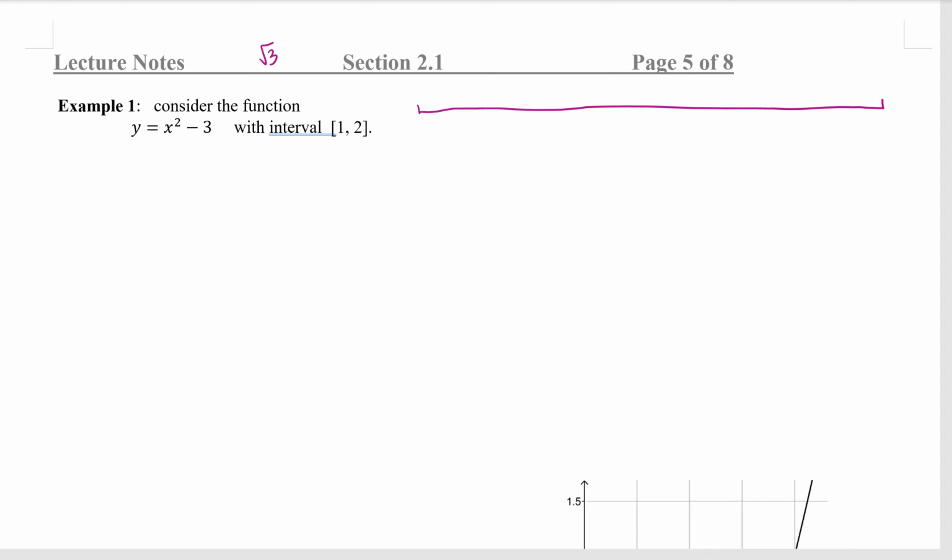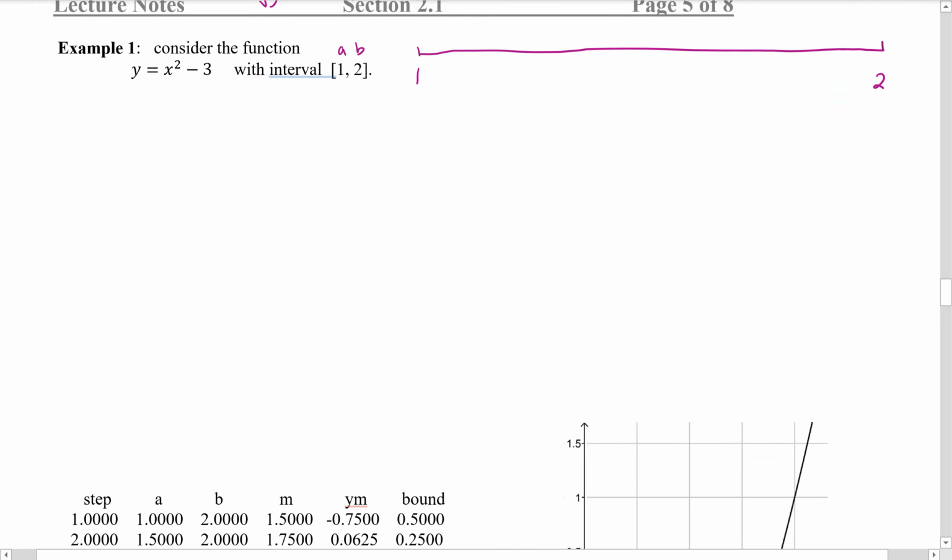Okay, and in this case, what is our A? A is 1, B is 2. So far so good. So we have 1 here and 2 here. And then we're gonna draw a table, right, everybody? So the bisection method, we're gonna draw the table.